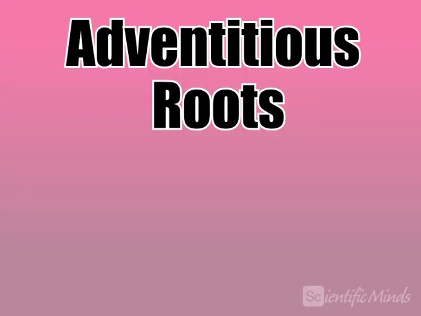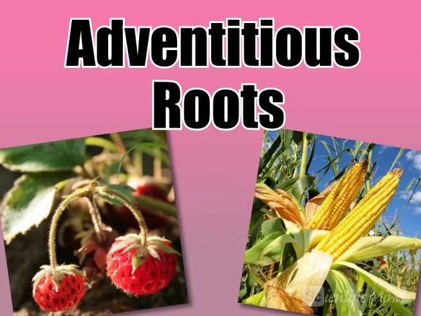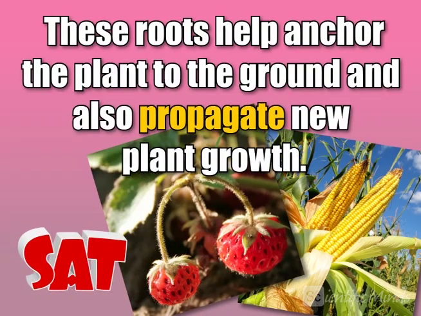Some plants, such as strawberries, corn, and many other grasses, will grow adventitious roots. These roots help anchor the plant to the ground and also propagate new plant growth. Adventitious roots grow from the stems of a plant or leaf rather than from root tissue.